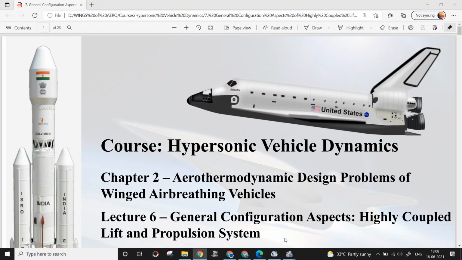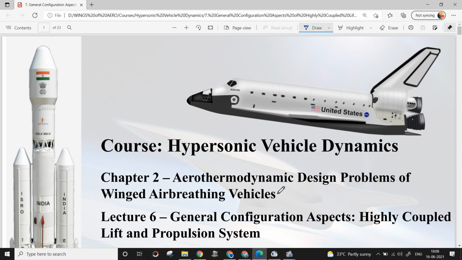Okay, good evening everyone. So in the last class we have seen how the three different classes are there. I hope you remember those. First one is cruise and acceleration vehicle (CAV). Second one is re-entry vehicle with winged configuration. Third one is re-entry vehicle with non-winged configuration. Okay. So today we are going to see the first configuration, that is cruise and acceleration vehicle.